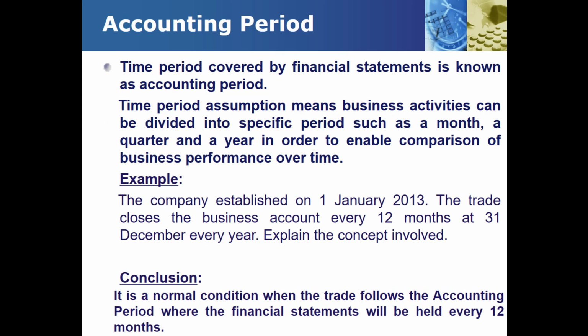Example: the company established on January 1, 2013. The trade closes the business account every 12 months at December 31 every year. Explain the concept involved. Conclusion: it is a normal condition when the trade follows the accounting period where the financial statements will be held every 12 months.